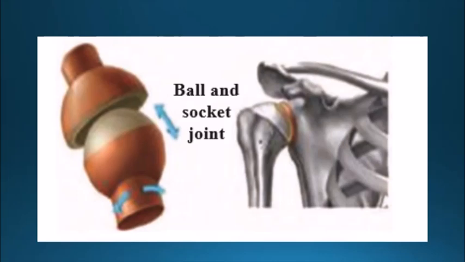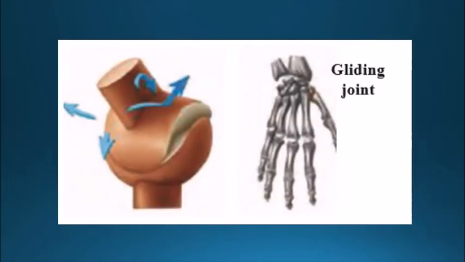Also your hip. Try to move your leg from your hip. You can move your leg in a 360-degree angle. This is called the ball and socket joint. The third type of joint is the gliding joint. Now in this type of joint, the bones can only slide over each other. If you try to move your wrist and the ankle joint, they can only slide over each other. So these are called gliding joints.